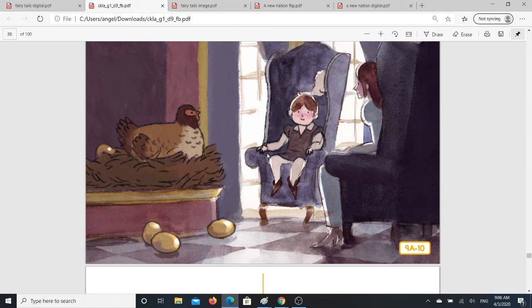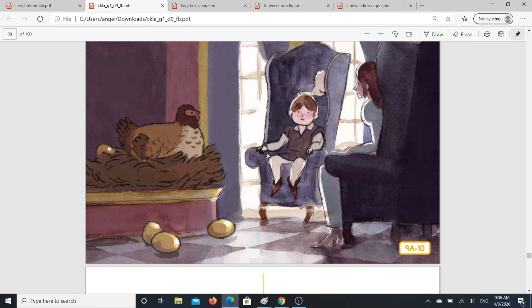How does the giant's wife treat Jack the second time? So again, she gave Jack breakfast, and she helped him hide when the giant came home. Did she recognize Jack from before? She did, you're right.